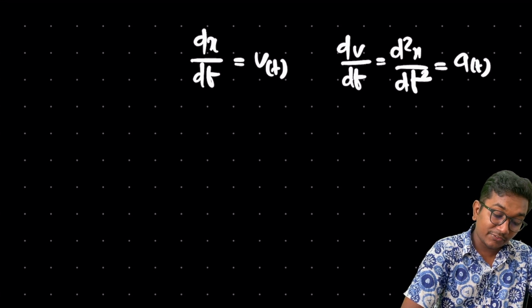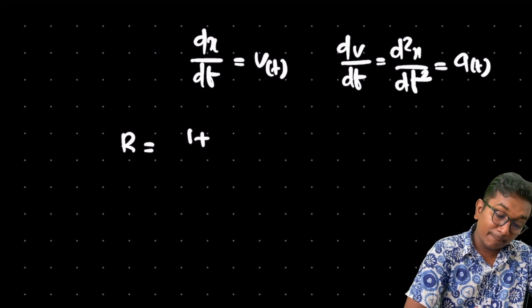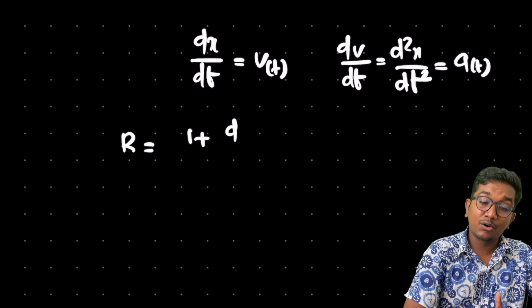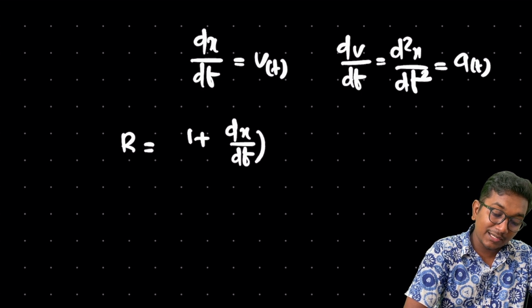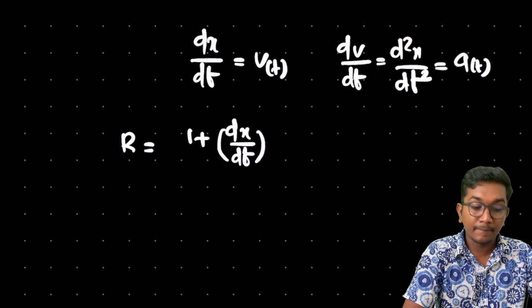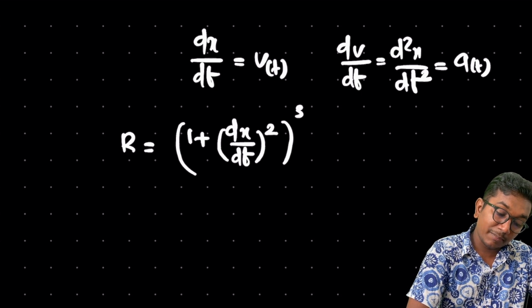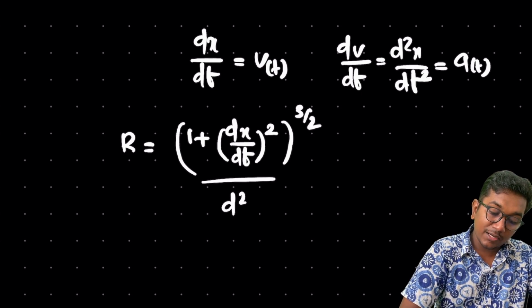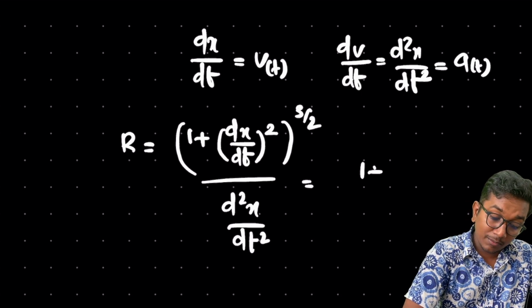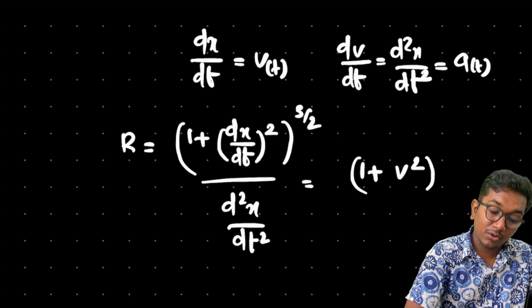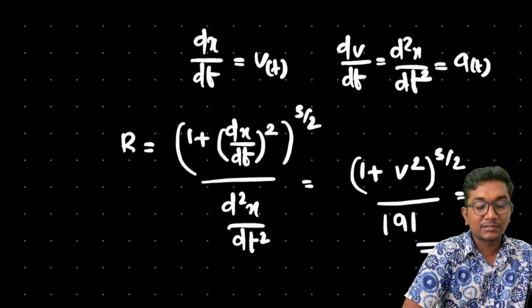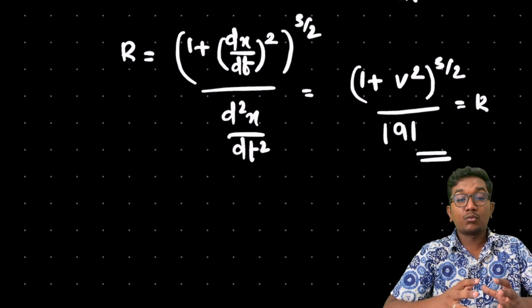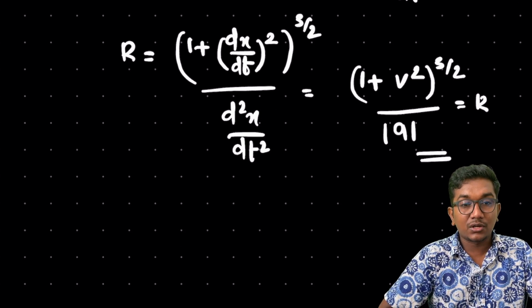Now we have the radius of curvature equation, R is equal to (1 plus (dy by dx) squared) the whole raised to 3 by 2. So instead I would like to use dx by dt, because it's an x versus t curve here: (1 plus (dx by dt) squared) the whole raised to 3 by 2 upon d square x upon dt square. So this is fundamentally (1 plus v square) the whole raised to 3 by 2 divided by a. I would like to consider the modulus of acceleration alone, because I want the positive value of the radius. So I hope you understood this part.